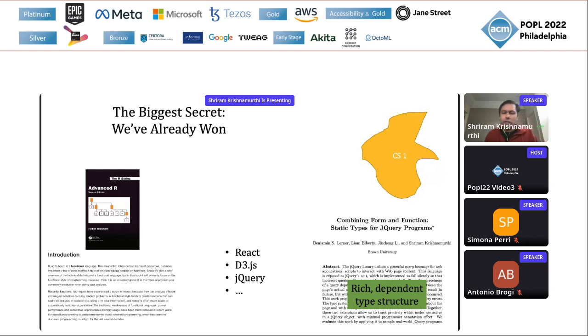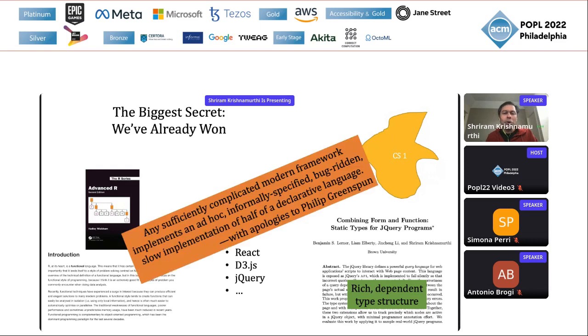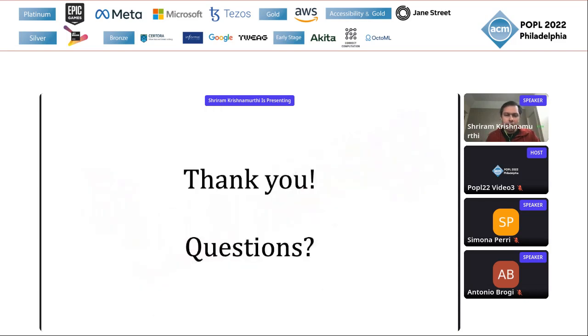If I'm being facetious, there's kind of a Greenspun's tenth rule going on. Any sufficiently complicated modern framework is basically headed to being a declarative language. I don't know how many of these adjectives apply, and they apply to different degrees to different frameworks. But this is my claim. The big secret is we've already won, and that's the end of my talk. Thank you. If you have any questions... Okay, no, that's not quite the end of my talk.